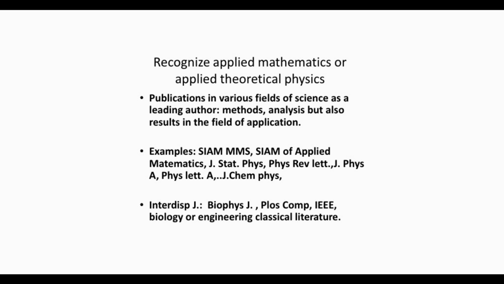So, and now how do you recognize somebody that is doing work in applied mathematics or applied theoretical physics? I would say the first thing is in publications. Somebody that can publish in various fields of science as a leading author, to for example, develop methods in mathematics to resolve equations, let's say, for example, asymptotic analysis. But also, we should demonstrate that the person has results in the field of application.